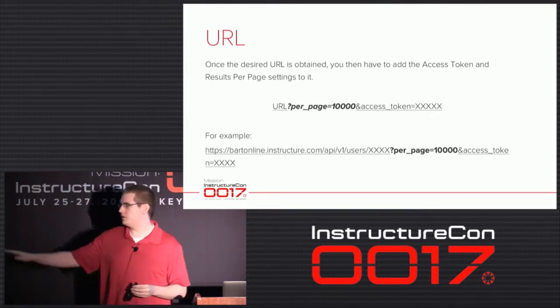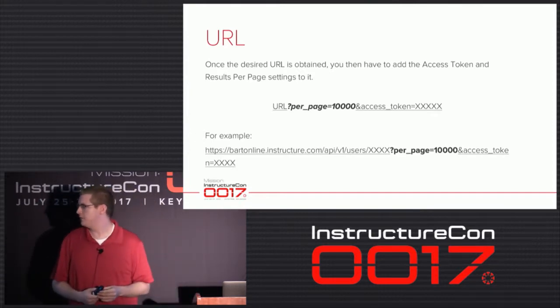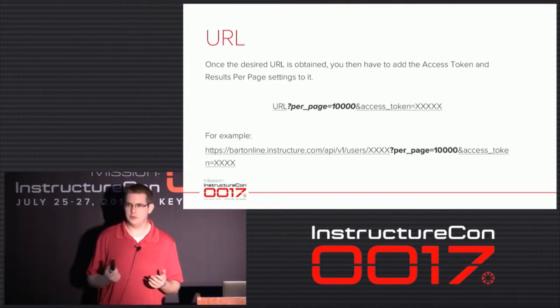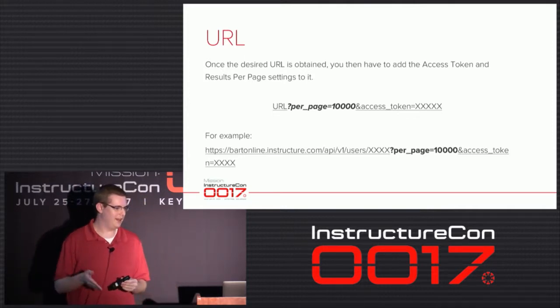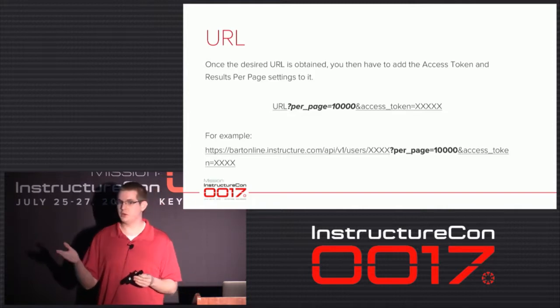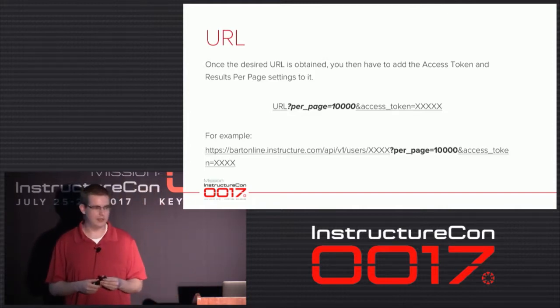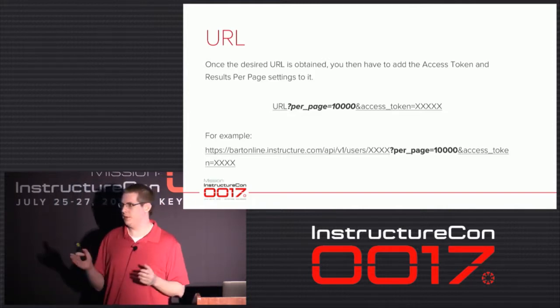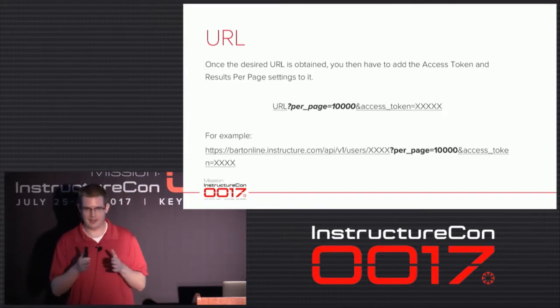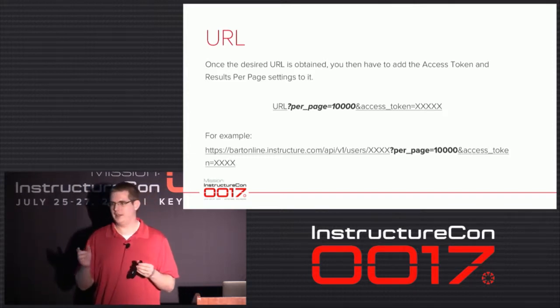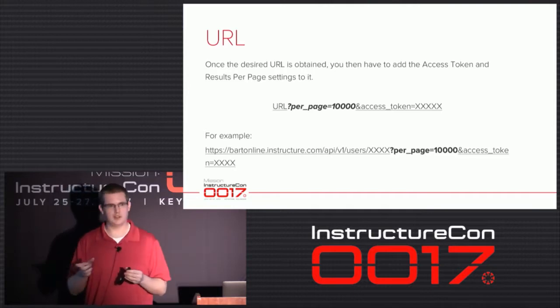So for example, for my institution, it's bartonline.instructure.com, and then for this example, I'm using a user report. So it's going to be API, v1, users, and then some sort of code there that it needs for the student. Then we do the question mark per page, 10,000, that never changes, that's static. And then we're going to do ampersand, access underscore token, and then we're just going to plug in our token code there.